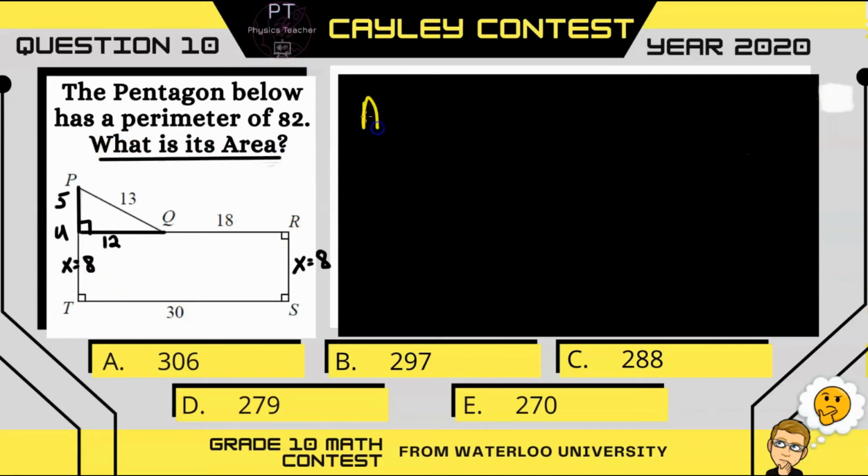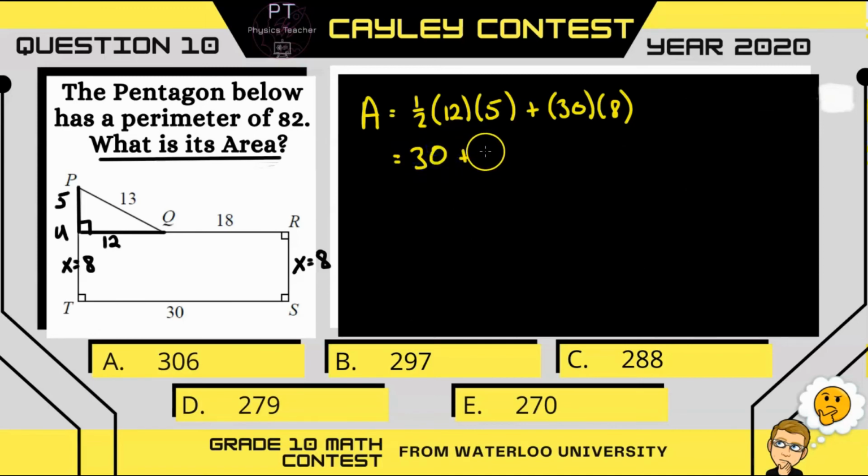So the total area then is going to be equal to the area of this triangle. So that's just going to be 1/2 the base, which is 12, times the height, which is 5, plus the area of this rectangle here, which is length times width. So length is 30, and our width is 8. That leaves the area of the triangle as being 30, and the area of the rectangle as being 240. So when we add those, we get a total area of 270, or our answer is E.